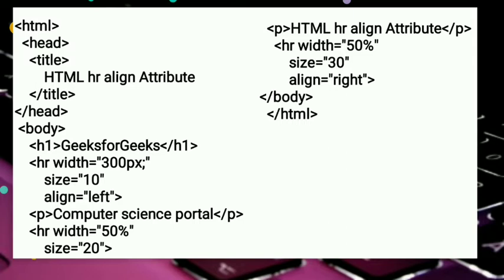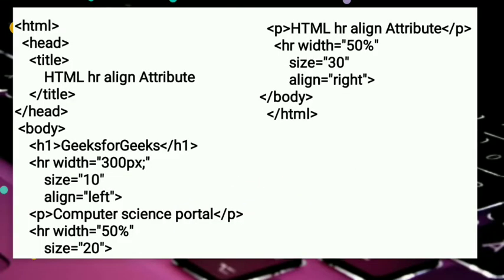Let's see the output. What is the first line of this output? Geeks for geeks. First line h1, and that is geeks for geeks. Okay, below the geeks for geeks, there is one line, is it? That is HR, that HR width equal to 300 pixels, size 10, and align left. Look at that, that line is aligned at the left side. Okay, and that width is 300 pixels. What is the size? 10. That is very short height.